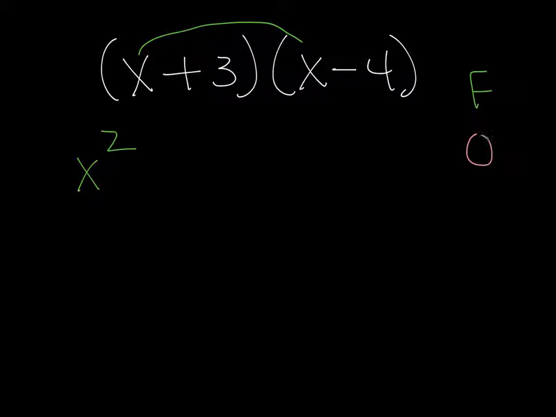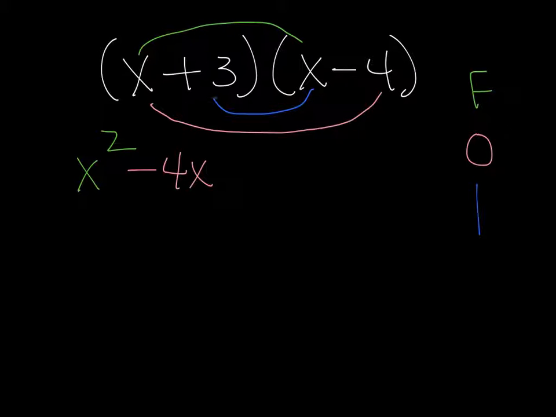Then it says O for outer terms. So here's my O. Now notice that's an x and not a 4. That's a negative 4. So negative 4 times x is negative 4x. And now we're going to do the I, which is inner terms. So that is a positive 3 times an x, which is positive 3x.